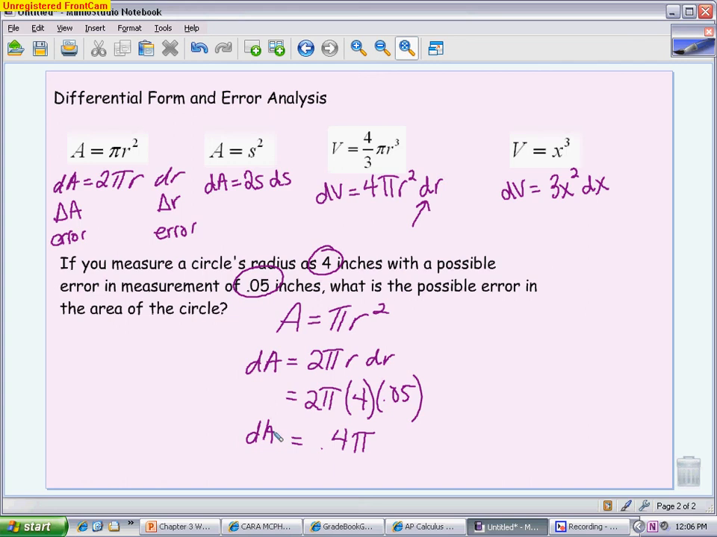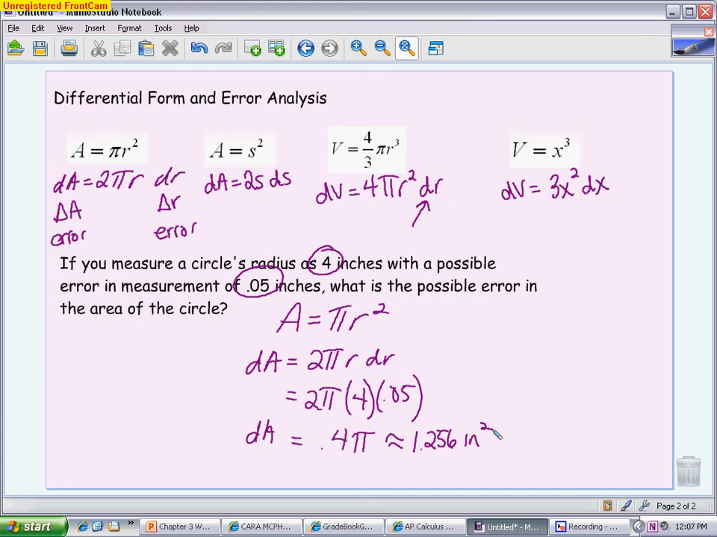What that means is my area could be off as much as 0.4 times pi, which, if you're curious what that is, it's off by as much as 1.2566. So I'm going to write that next to it. So that means what I think the area is, I could be off by as much as a little over 1.2 square inches. Now, with these error problems, you might look at it and go, well, is that good if I'm off by that? Is that bad?